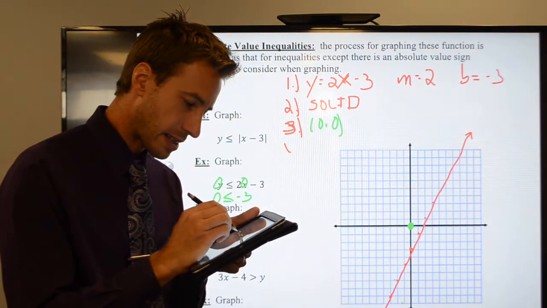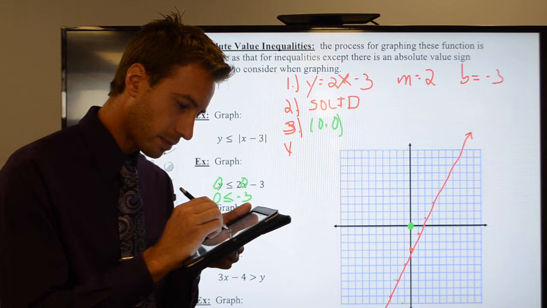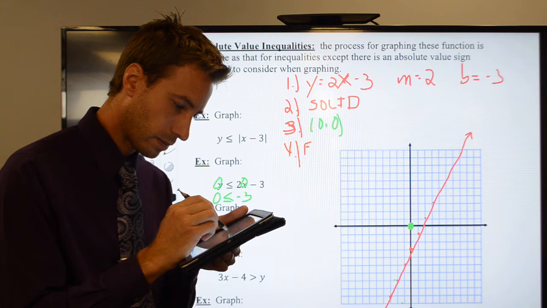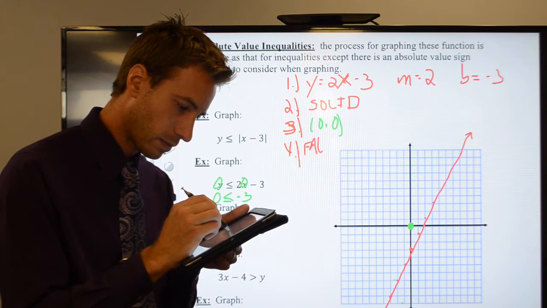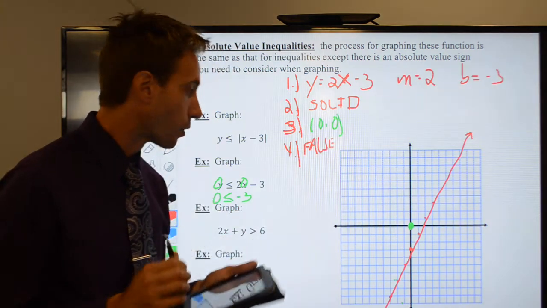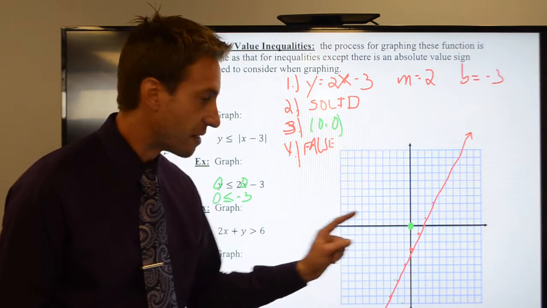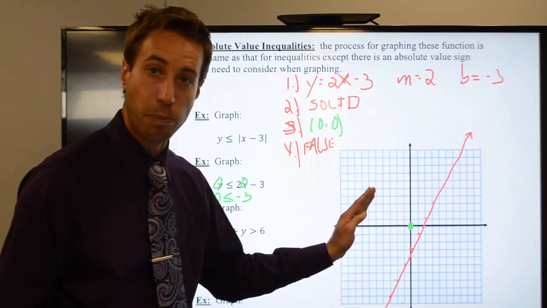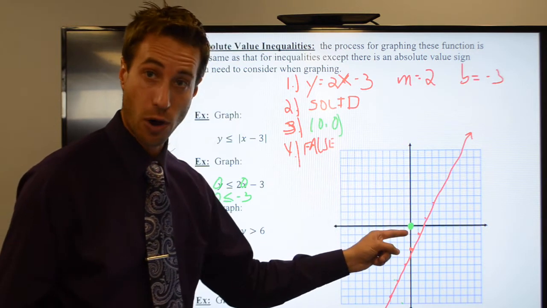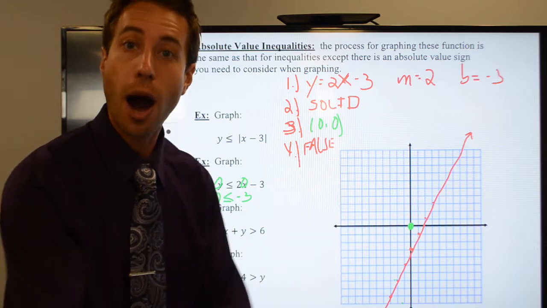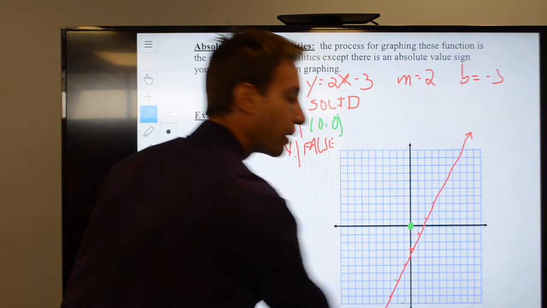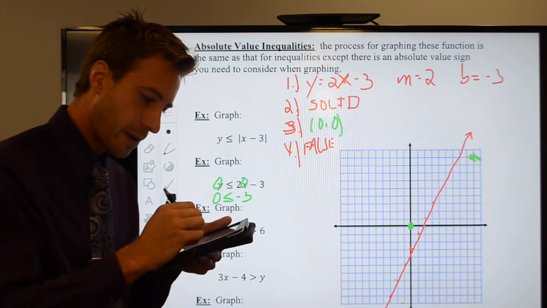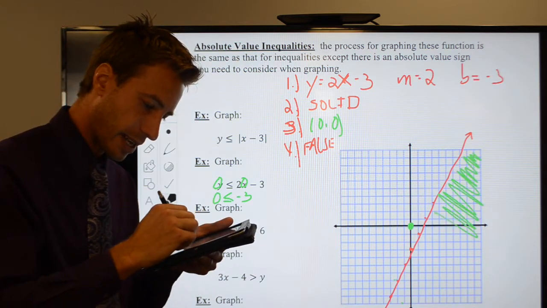That means my test point gives me a false statement. This is not true. This does not represent a solution. Since my test point is above the line and it's false, I need everybody on the opposite side. That means everybody down here will be true. So I'm going to go ahead and shade everybody on the opposite side of the test point.